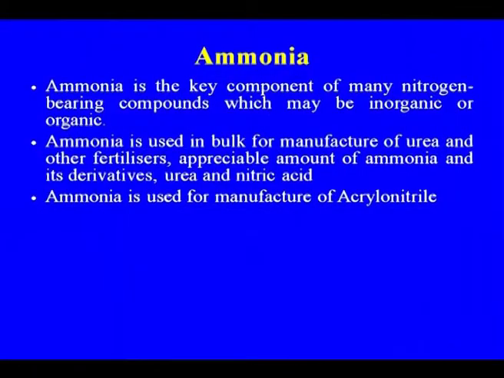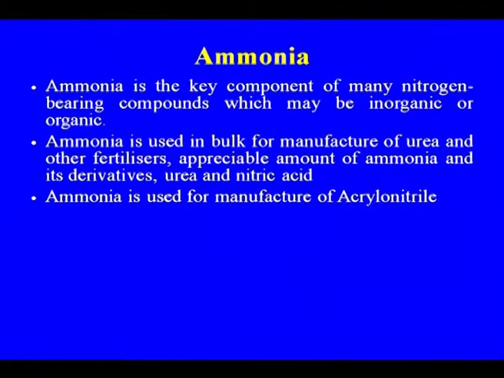Let us discuss ammonia. As you know, ammonia is the key component of many nitrogen-bearing compounds, which may be inorganic or organic. Ammonia is used in bulk for manufacture of urea and other fertilizers. An appreciable amount of ammonia is also used for its derivatives, urea and nitric acid.